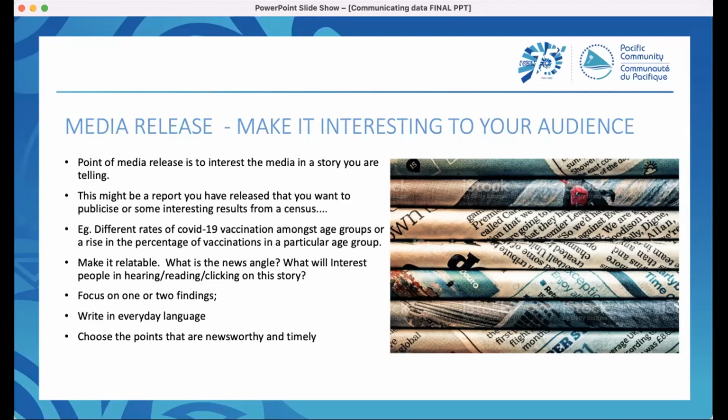As I mentioned earlier, a media release isn't just a description of the data. It's the story of what the data is saying. And as you're trying to interest the media in your story through your media release, it's good practice to include a news angle. What makes this information interesting now? What will make people want to read this story? If you're able to add information to a conversation that is currently happening in the media, there is much more likelihood that your story will be picked up and used by the media, which again is the entire purpose of releasing a media release.